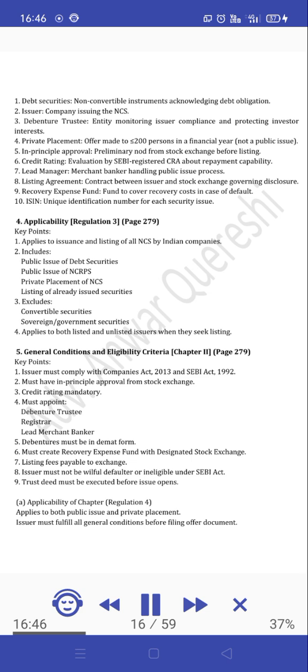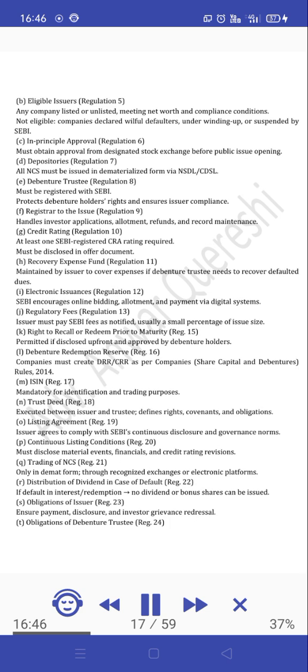A. Applicability of chapter, Regulation 4. Applies to both public issue and private placement. Issuer must fulfill all general conditions before filing offer document. B. Eligible issuers, Regulation 5. Any company, listed or unlisted, meeting net worth and compliance conditions. Not eligible: companies declared willful defaulters, under winding up, or suspended by SEBI.